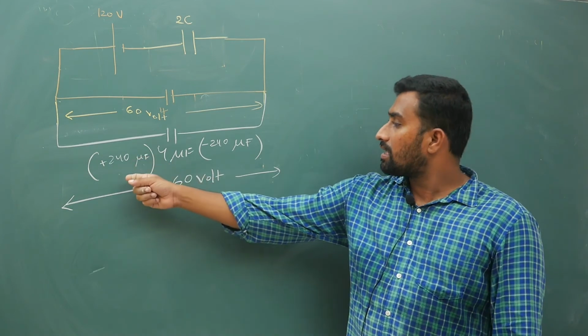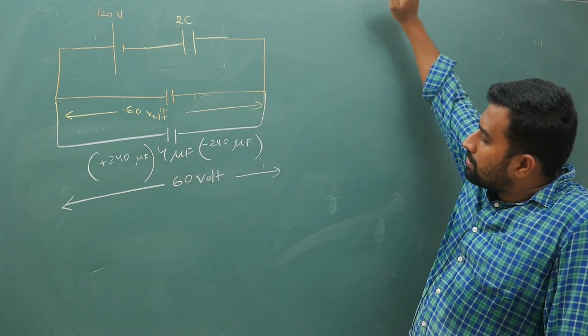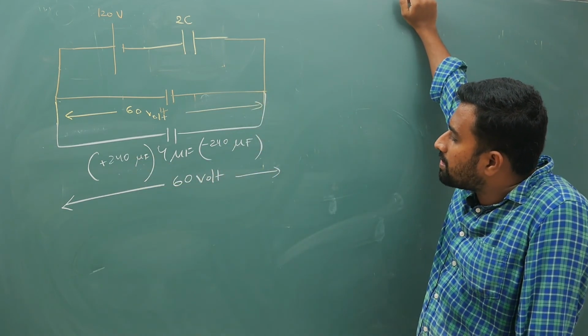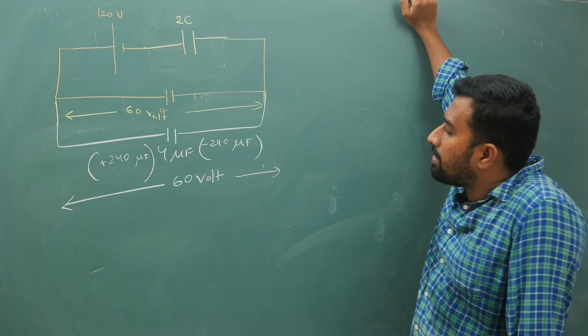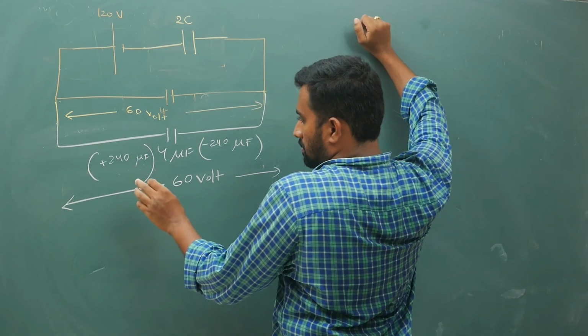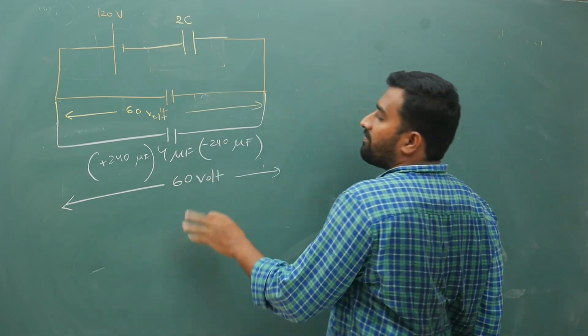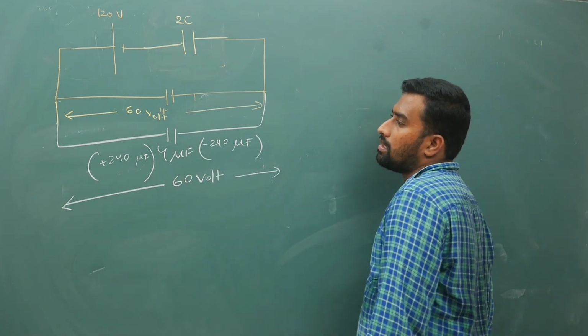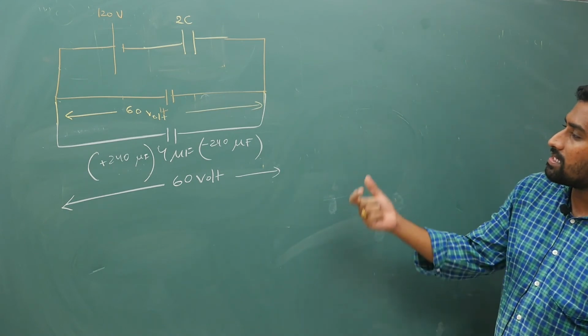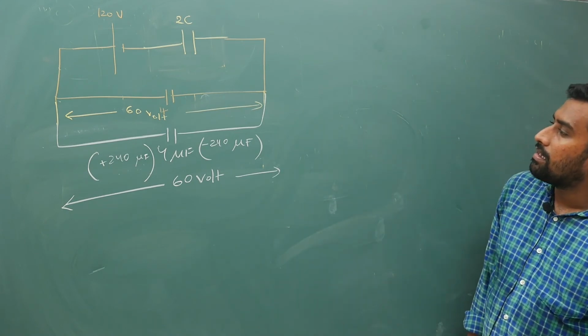So 240, no, 240 by 4 is how much? 240 by 4, 6 4s are 24, yeah, 60 volt. So finally you have 60 volt potential difference across this.